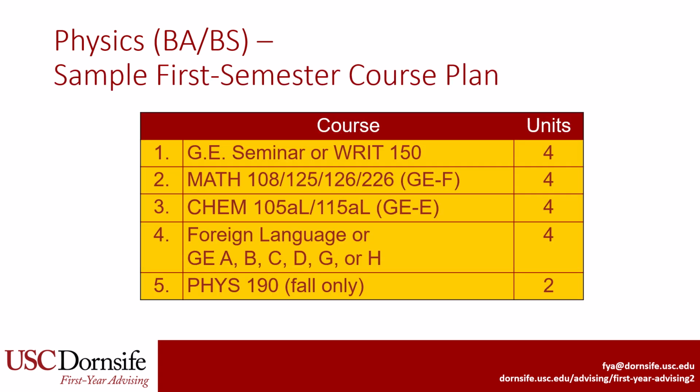This is a sample first semester course plan for students in physics. We recommend all students start with math and chemistry as it is a prerequisite to the physics series. You may use your AP, IB, or A-level scores to advance higher than Calculus 1. Once again, Physics 190, the 2-unit seminar course, is only offered in the fall. We recommend taking it in the first year to get the most out of this course.